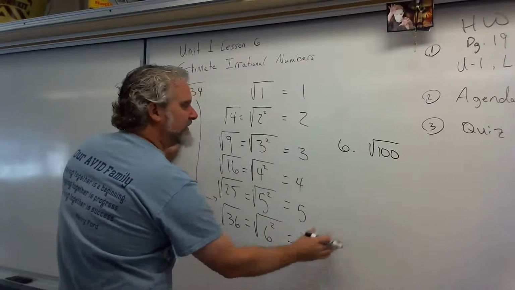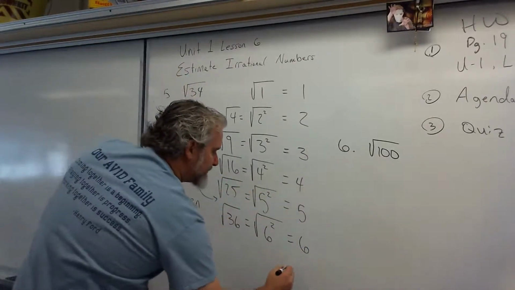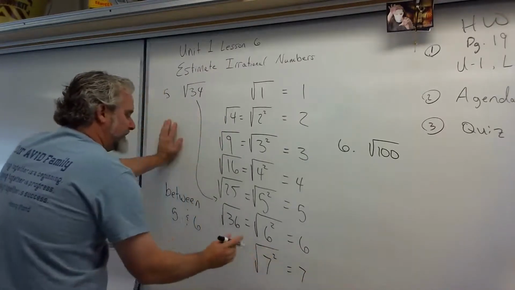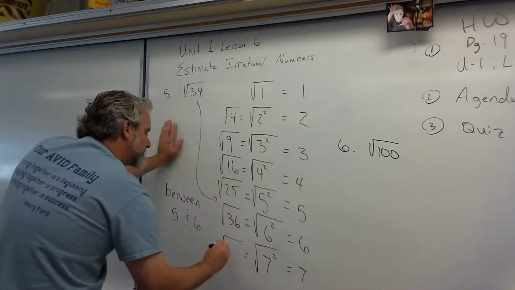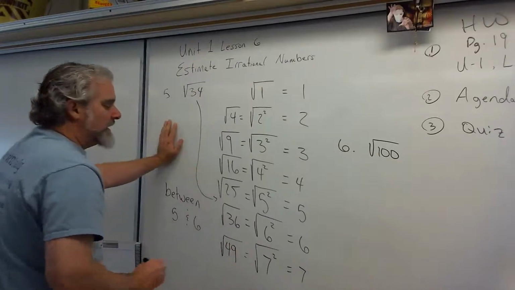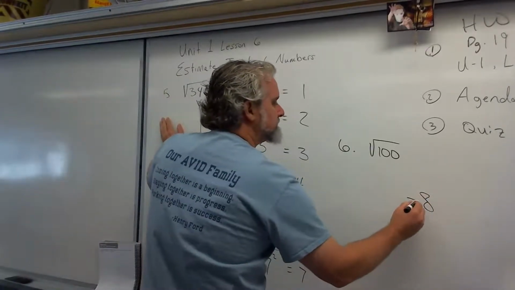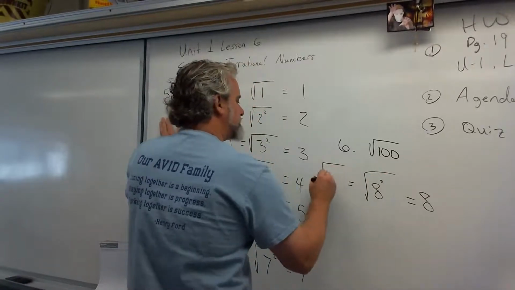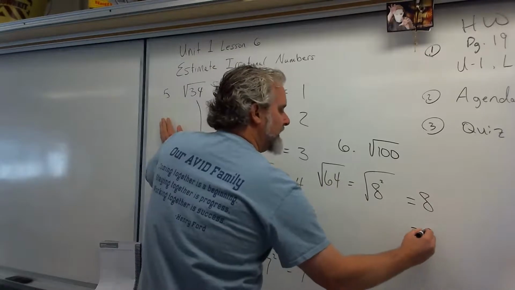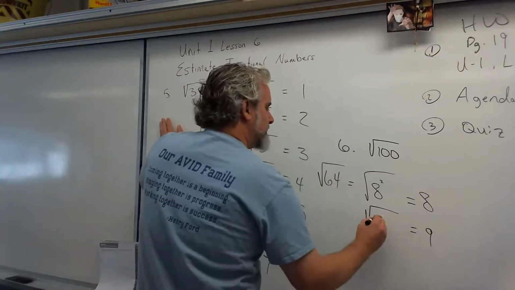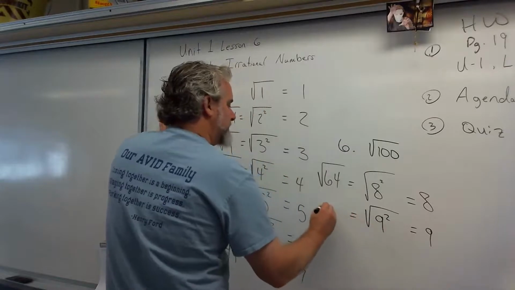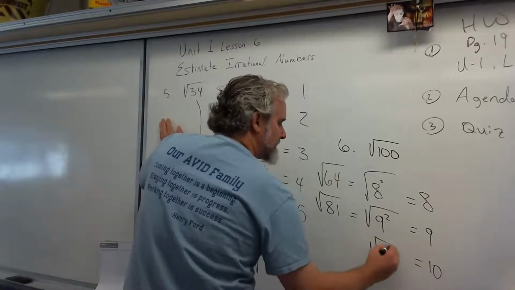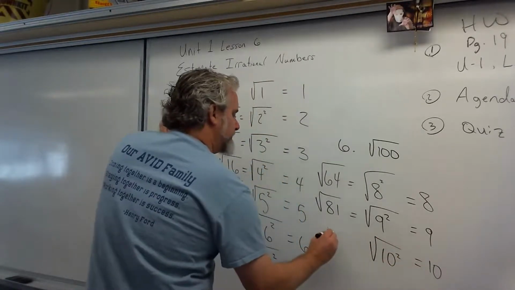So now I'm going to go ahead and expand this until I get to that. So 7 squared, 7 times 7 is 49. We talked about that earlier. And next we have 8. 8 squared is 64. We have 9. 9 squared is 81. And finally 10. 10 squared is 100.